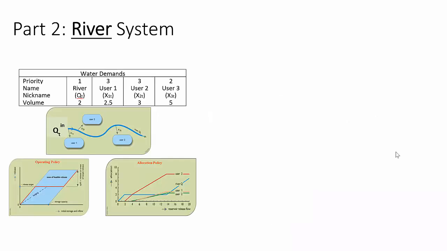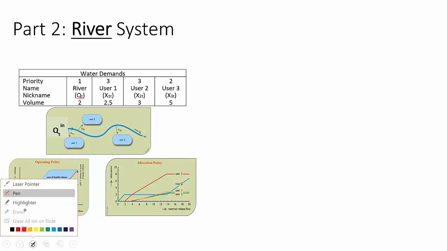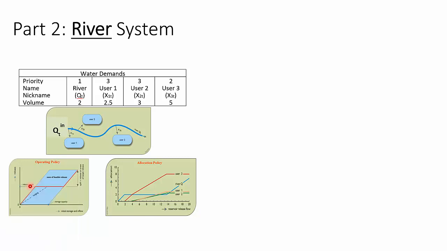Okay, so now let's talk about part number 2 of this exercise. And basically what I want to explain to you is how you can establish a water allocation system for, in this case, the first example, a river system. Later you're going to be thinking about a reservoir.